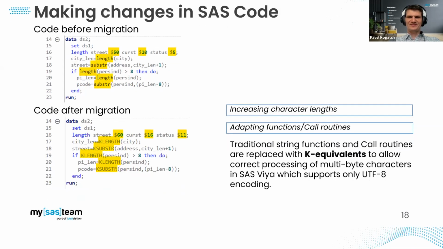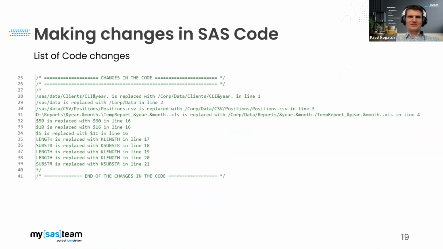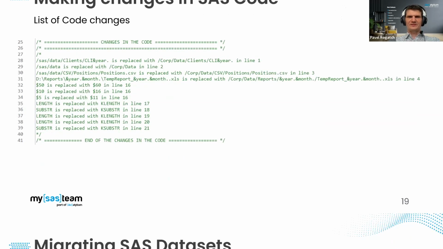Next slide. So many changes were done in the code to adapt it for SAS Viya to use in a UTF-8 environment. And at the end of each program, we listed all the changes we made in the program. This allowed users to have control over these changes and adjust code if it was necessary. So you can see a sample list of all changes made in the code. Okay, next slide.